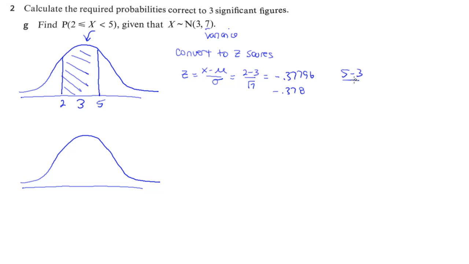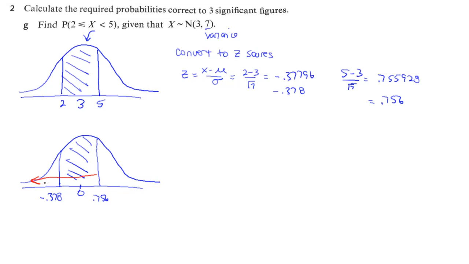And then the other one is going to be 5 minus 3 over square root of 7, and that's going to end up being 0.755928 or 0.756. Now keep in mind, all that's happened is we've converted these numbers to a graph that's got the same area in between these 2 points. And so all I've got to do now is find the area between 0.756 and negative 0.378.